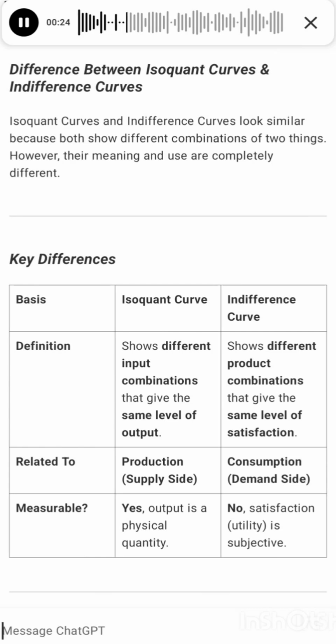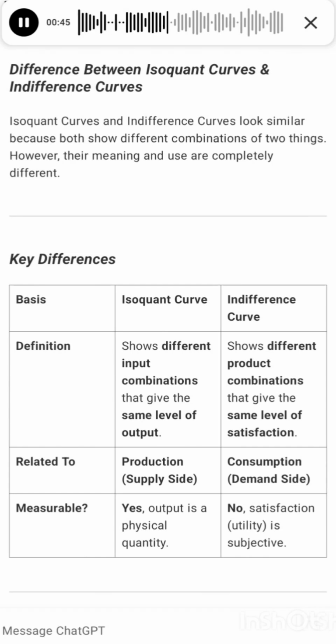Definition: an isoquant curve shows different input combinations that give the same level of output. An indifference curve shows different product combinations that give the same level of satisfaction. One is related to production and the supply side, the other to consumption. Is it measurable? Yes, output is a physical quantity. No, satisfaction or utility is subjective.